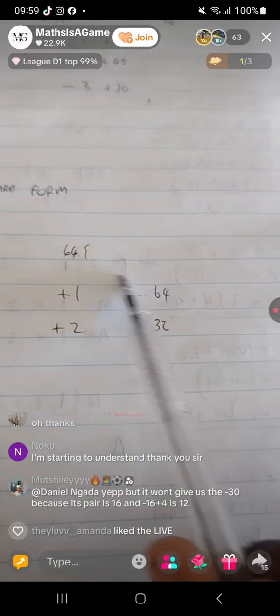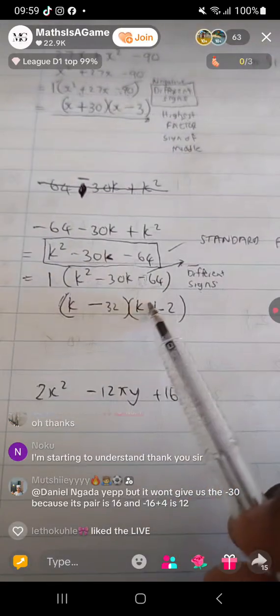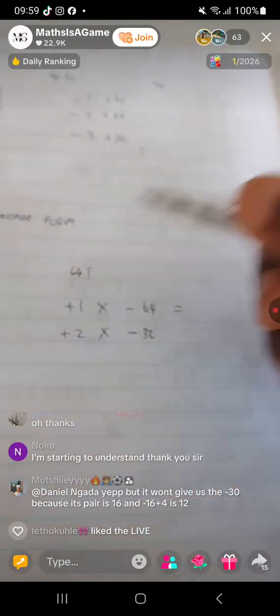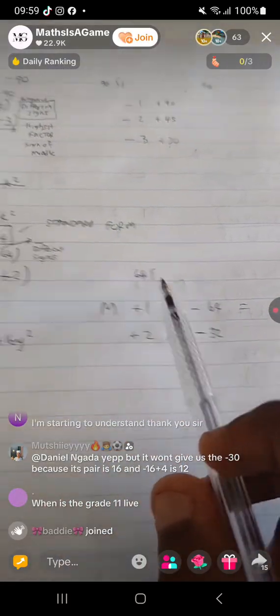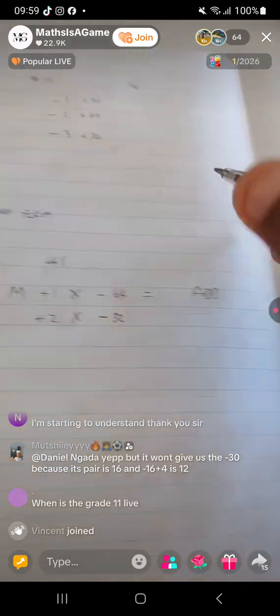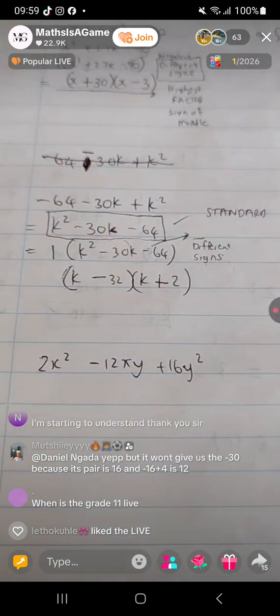Okay, remember, guys, the multiplication of this gives you the last term. It surely does when you multiply. So when you multiply, you are able to get the last term. But when we add, we want to make sure we are getting the coefficient of the middle term.